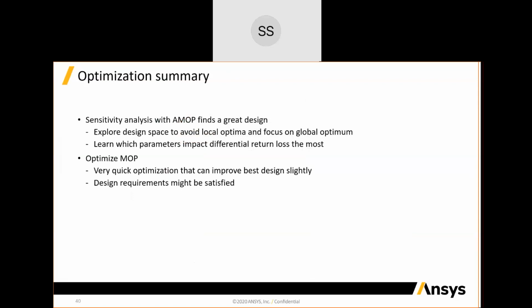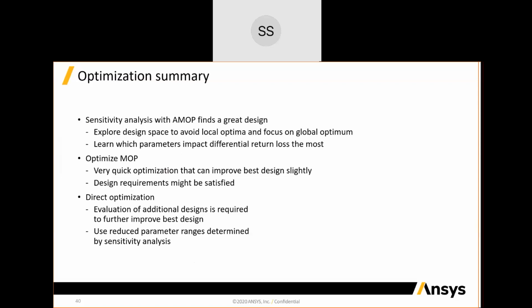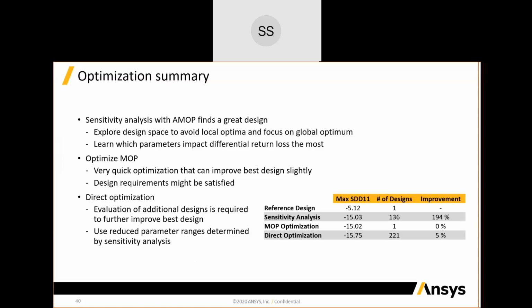And then we ran a very quick analysis on the MOP that we had created to find what is the best possible design predicted by this Metamodel. And then if we require to do so, we can run a direct optimization using all the insight that we gained from the sensitivity analysis to set up the direct optimization so we can run it as quickly as possible. So let's take a quick comparison between the different simulation steps that we had taken here.